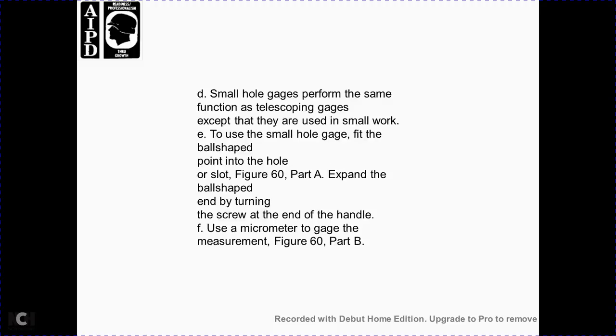The small hole gauge performs the same function as the telescope gauge, except that it is used for smaller work, with a ball-shaped point that fits into the hole or slot. Figure 60 part A. Expand the ball end by turning the screw end with the handle, and use the micrometer to take the measurement.